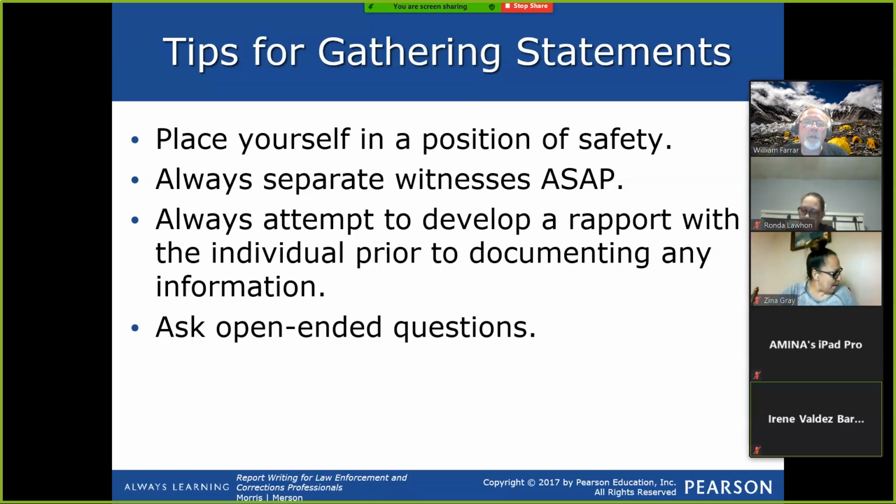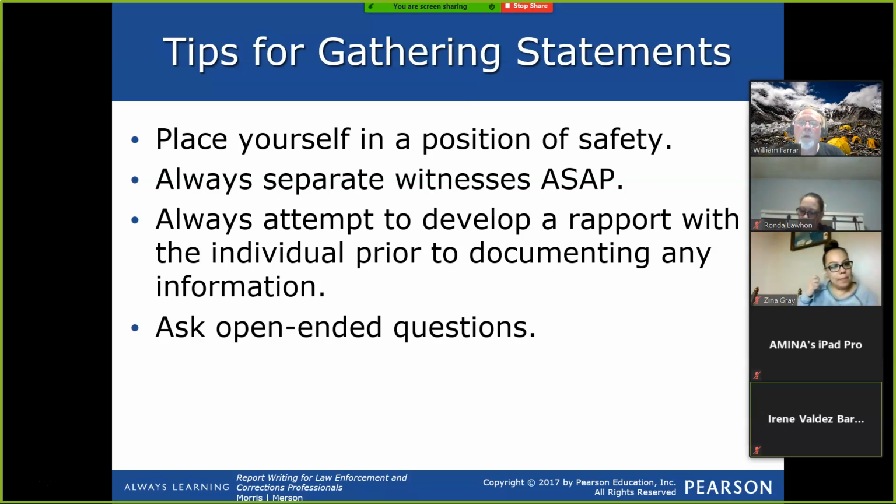So again, just some tips for gathering statements. Make sure you're in that position of safety. Separate your witnesses quickly. It really is important to do that. Always attempt to develop a rapport with a person prior to documenting any information, and that's a victim, witness, suspect, etc. Ask those open-ended questions. So be a good listener. Let them tell you things, and then you can kind of come back around and lock them into something. So let them tell you stuff.